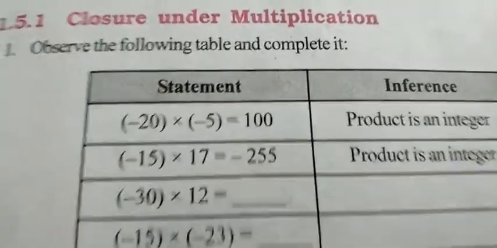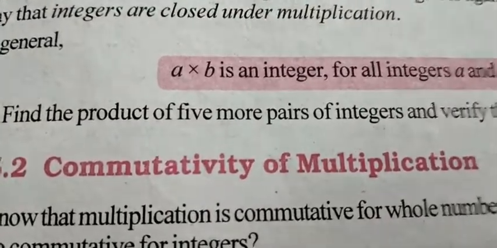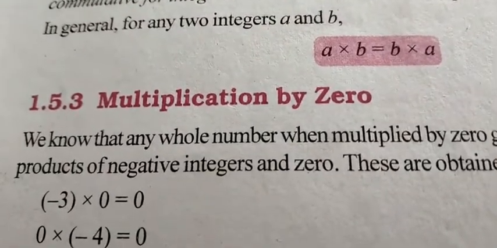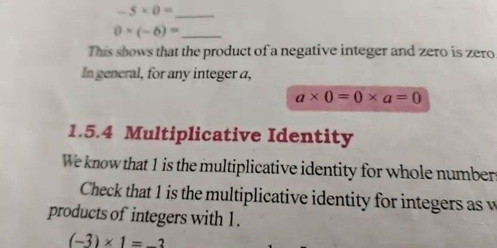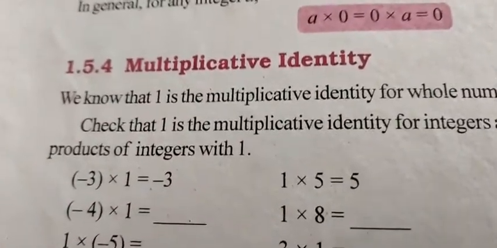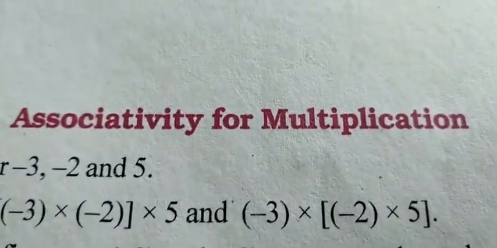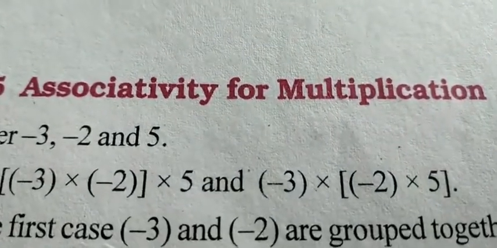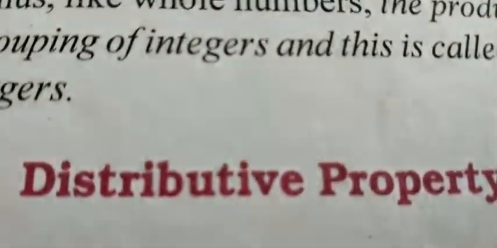then commutativity of multiplication, or you can say commutative property. Next is multiplication by 0, then multiplicative identity, then comes associative property, or you can say associativity for multiplication, and then distributive property.